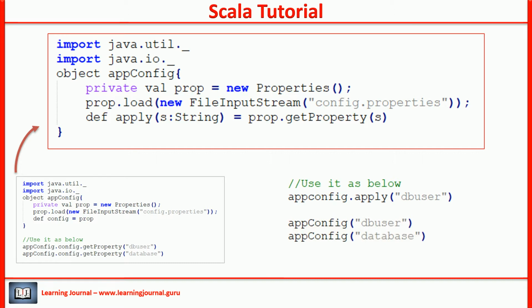The apply method is the default method of an object. If you don't specify a method name and simply pass the arguments in a pair of parentheses, Scala calls the apply method. The apply method is not specific to objects. You can define the apply method in classes also. Scala library is full of apply methods.